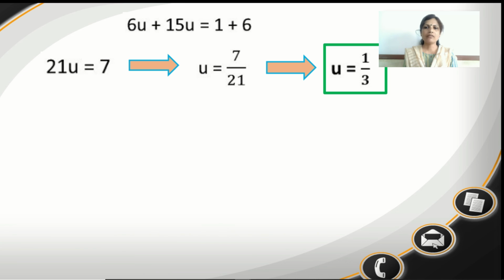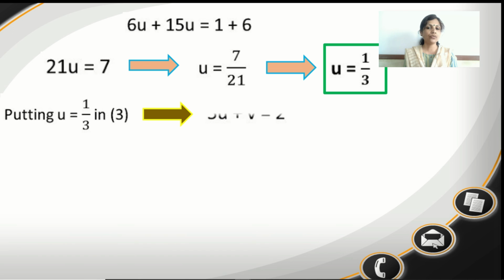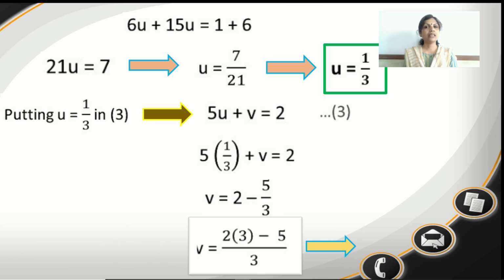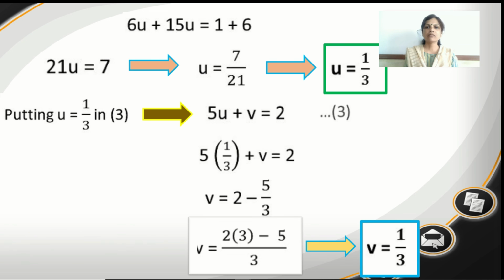Alright, so we'll put this value of u in equation 3. This is 5u plus v is equal to 2. This is our equation 3. If we put the value of u here, we'll get the value of v. So 5 into 1 upon 3 plus v is equal to 2. So we get v is equal to 2 minus 5 by 3. Cross multiply. So we get v is equal to 2 into 3 minus 5 upon 3. That will give you v is equal to 6 minus 5 upon 3. And 6 minus 5 upon 3 is 1 by 3. We got the values of v and u.